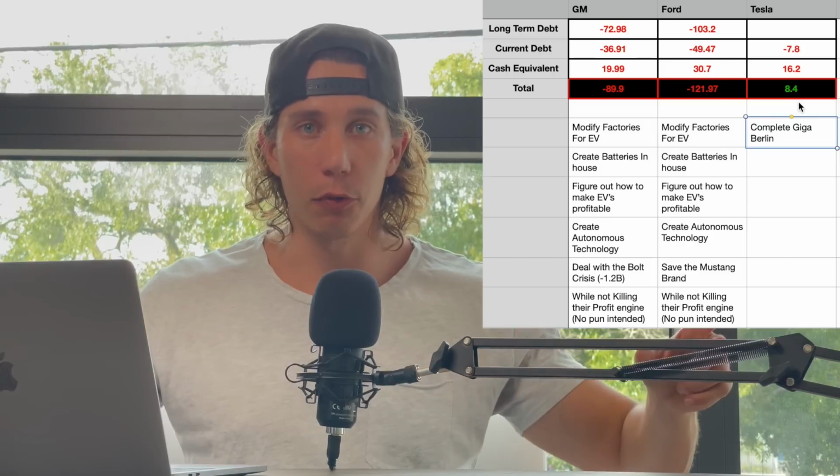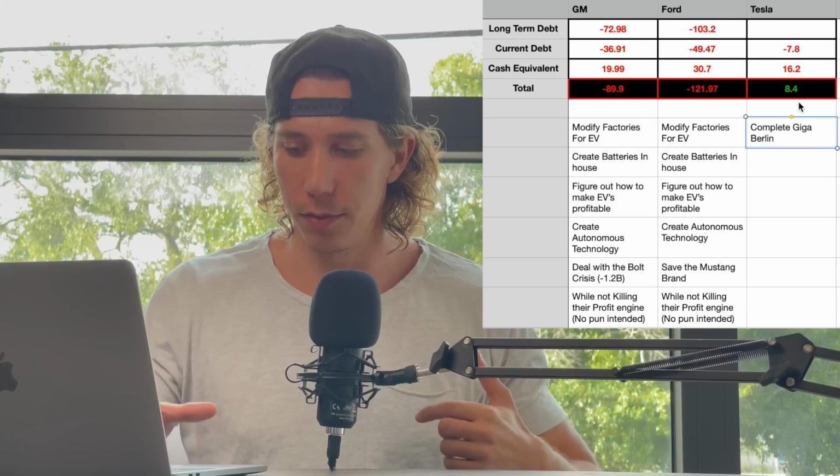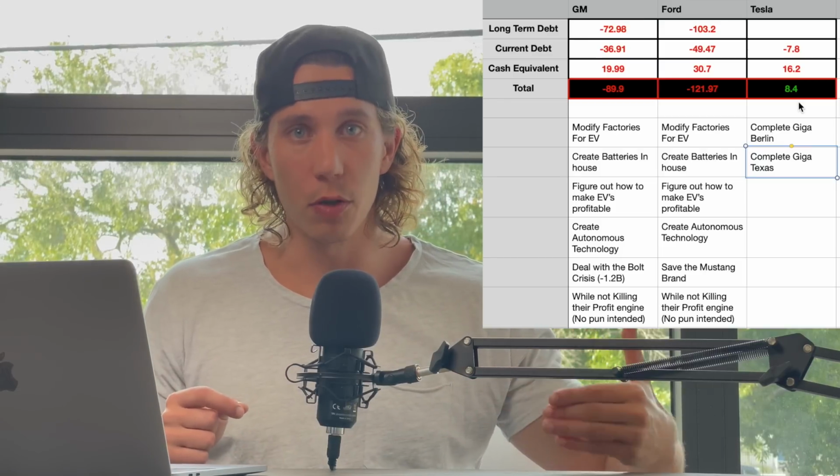They can get vehicles out to customers faster because they don't have to travel cross distance, right? So a lot of good things there for Tesla. They have to complete Giga Texas. This again is slated to be ready in October, maybe November.